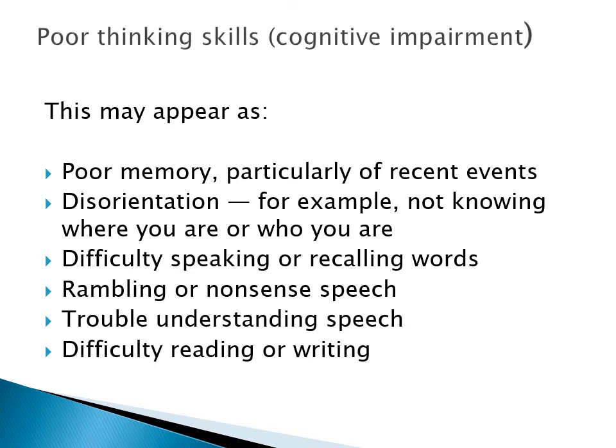With cognitive impairment, a patient may exhibit poor memory, particularly for recent events. They can be disoriented in time, place, and person. They would have difficulty in speaking or recalling words. The speech can be rambling or nonsense. They would have trouble understanding what another person is talking about, and they would have difficulty in reading and writing.